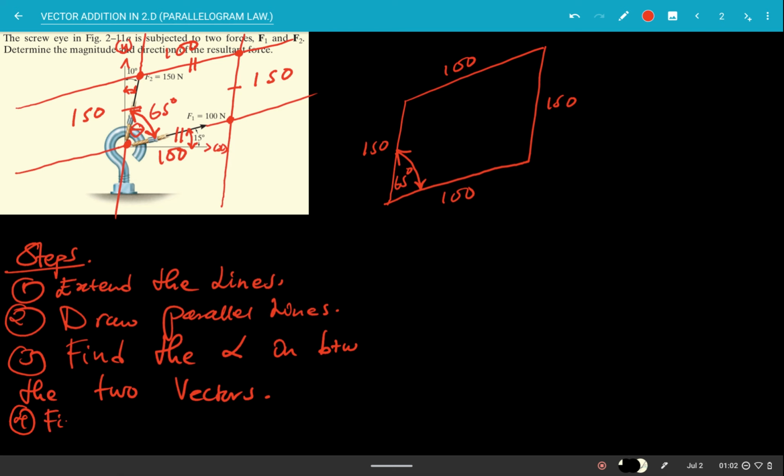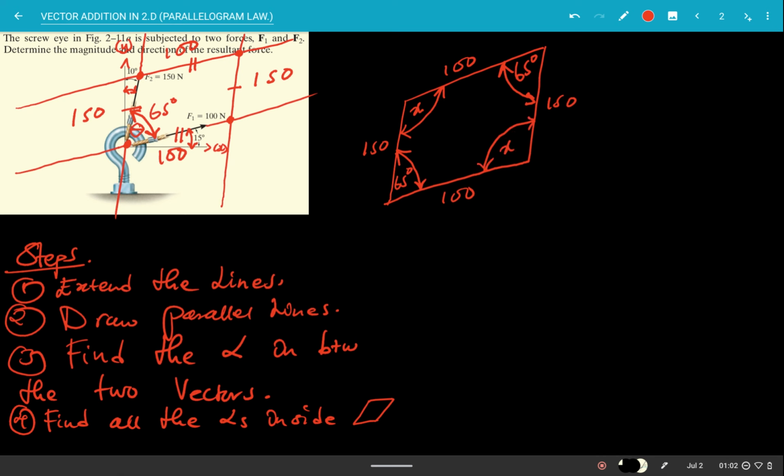Step 4 is to find all the angles inside the quadrilateral. You need to understand that the angle you have here will always be equal to the angle you have there, and the angle you have here will always be equal to the angle you have right there. So I'm having 65 here, which means that even this part here will be 65 degrees. And remember, this angle here, let's call it x, will be equal to the angle I'll have there, which will also be x.